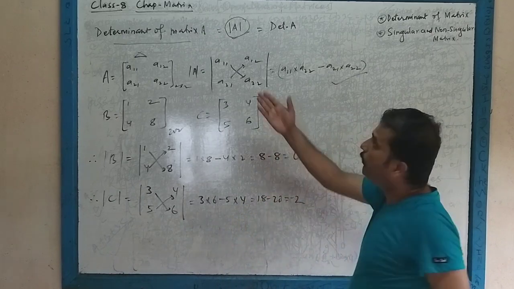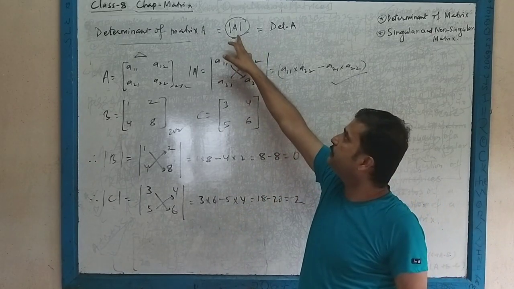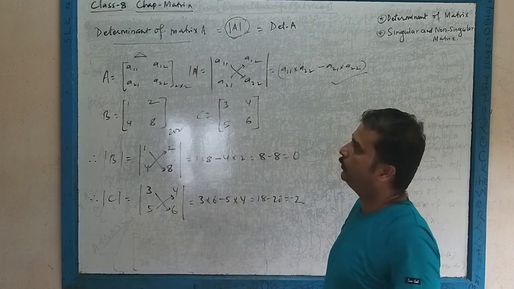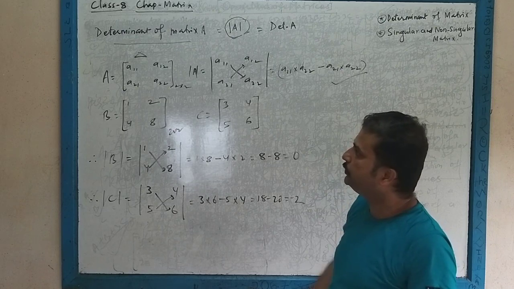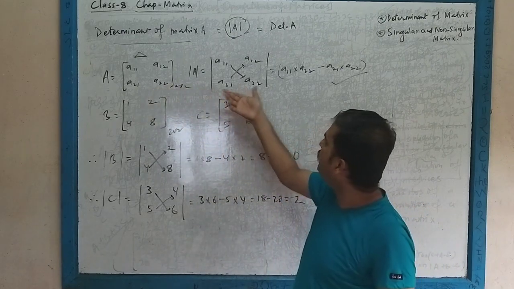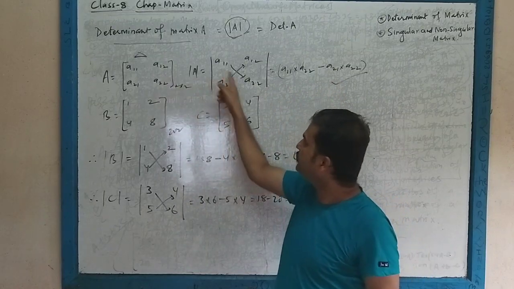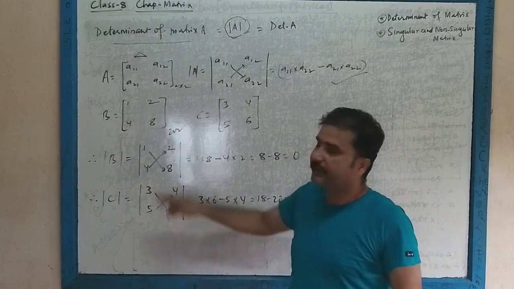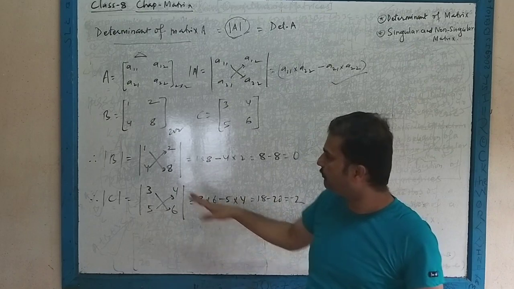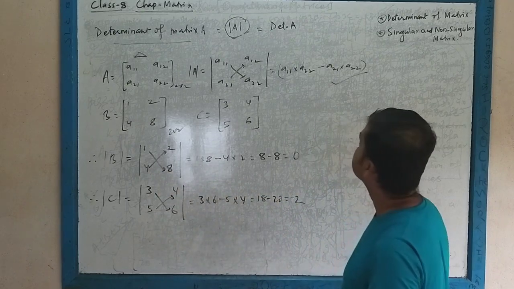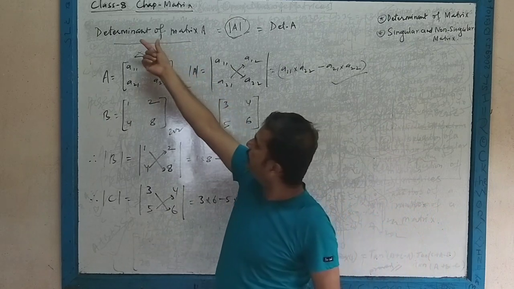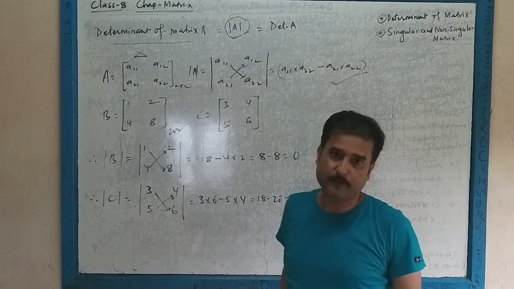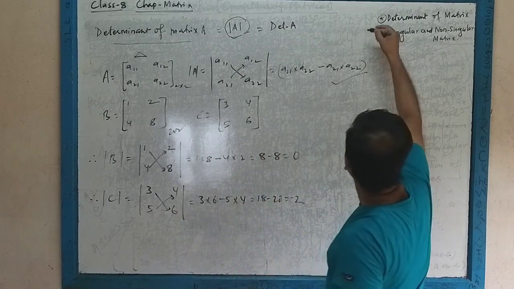How do you represent? Simply you write two parallel lines. In between two parallel lines you write A. This is called determinant matrix A, or det A you write. Delta also is used here to represent the determinant of any matrix. If matrix A is given here, we have found the determinant of matrix A in this way by cross multiplying the diagonal elements. I have taken matrix B and matrix C also, with numerical values. What we have understood: determinant of matrix is nothing but the value of the matrix.